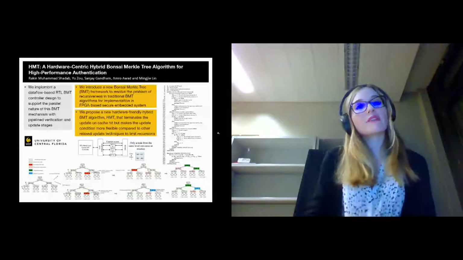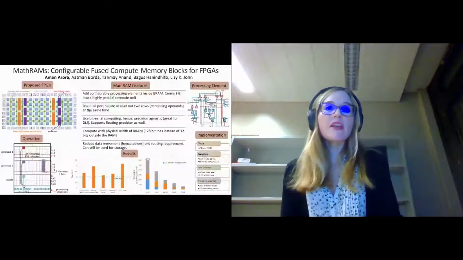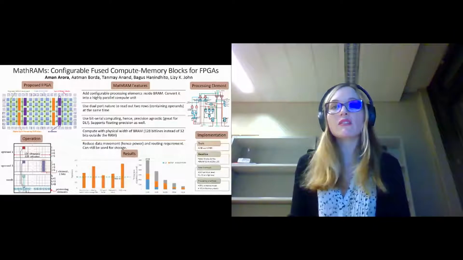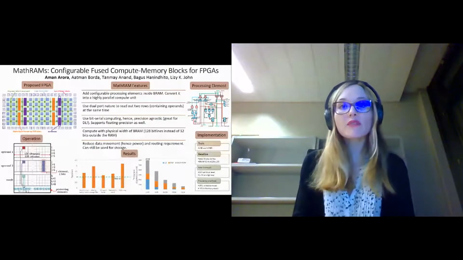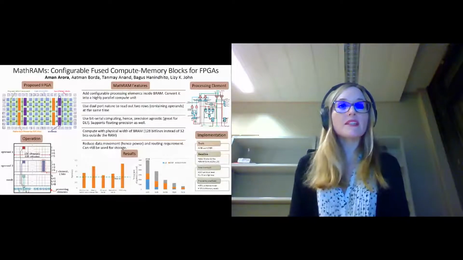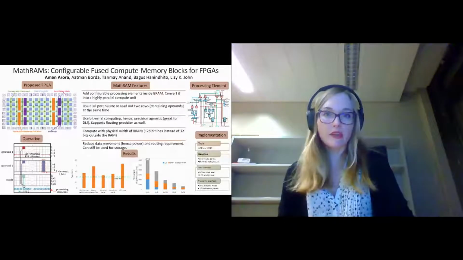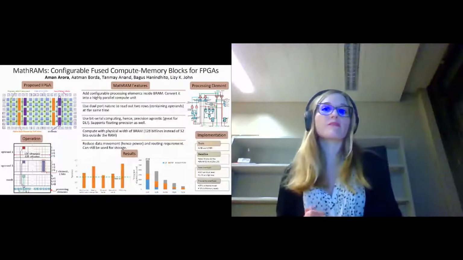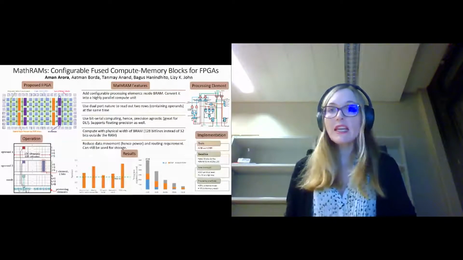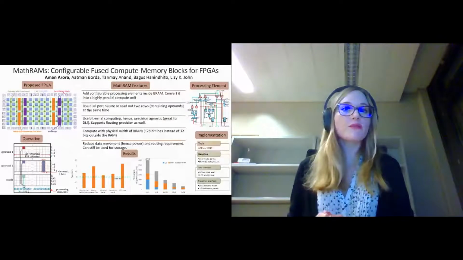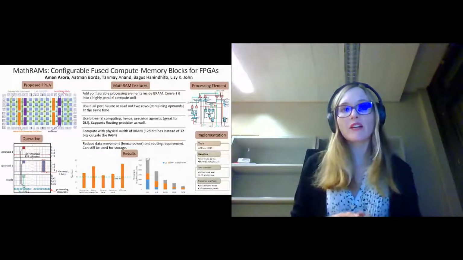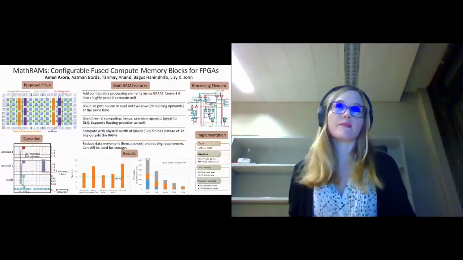Next, we have a work from the University of Texas at Austin, which proposes converting block RAMs on FPGAs into new blocks that are called math RAMs. Math RAMs enable compute and memory capabilities by adding configurable processing elements near the sense amplifiers in the block RAM. The dual port nature of the block RAM is exploited to read 2 operands at the same time. The authors observe speedups of up to 2.2 times across multiple benchmarks, and all of this at a minor area overhead of around 5% at the chip level.